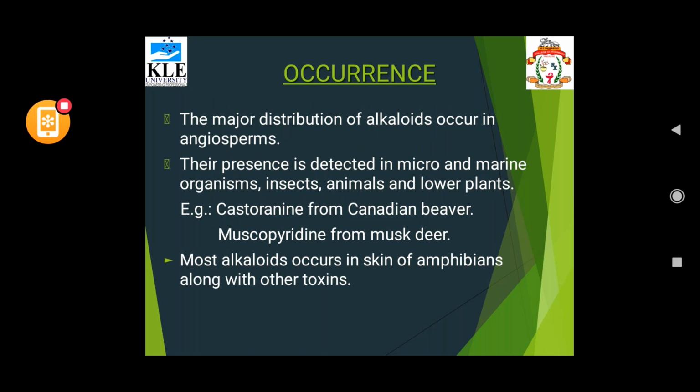Now, let us study about the occurrence. As we all know, alkaloids are present in most of the naturally occurring substances. We find these majorly in the angiosperms, which are flowering plants. Their presence is also detected in micro-marine organisms, insects, animals, and lower plants. Some of the alkaloids from the animal kingdom are castoramine from the Canadian beaver and muscopyridine from musk deer. Most alkaloids occur in the skin of amphibians along with other toxins.